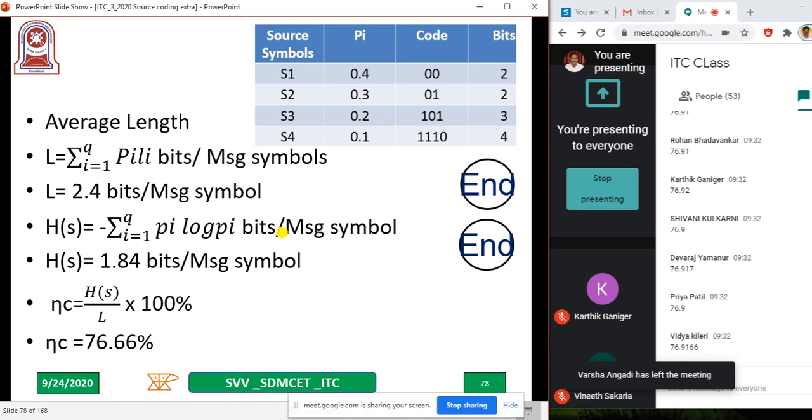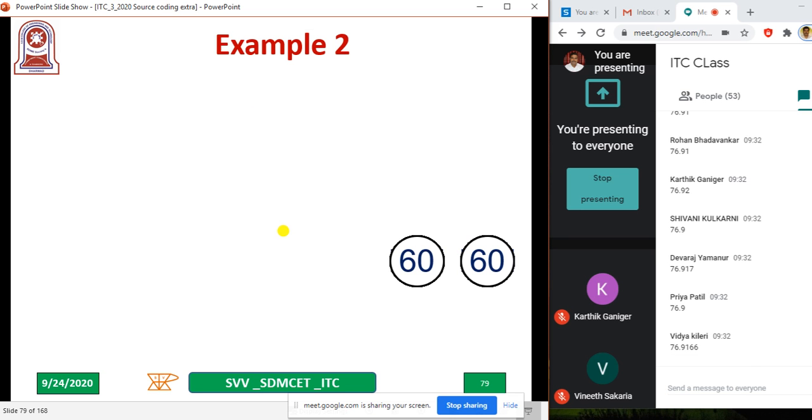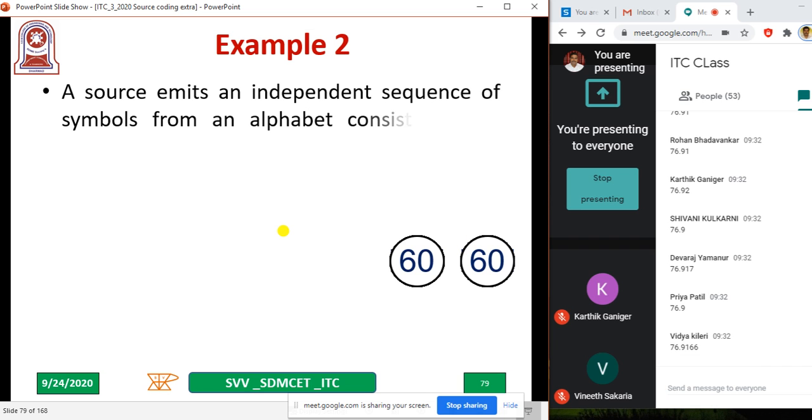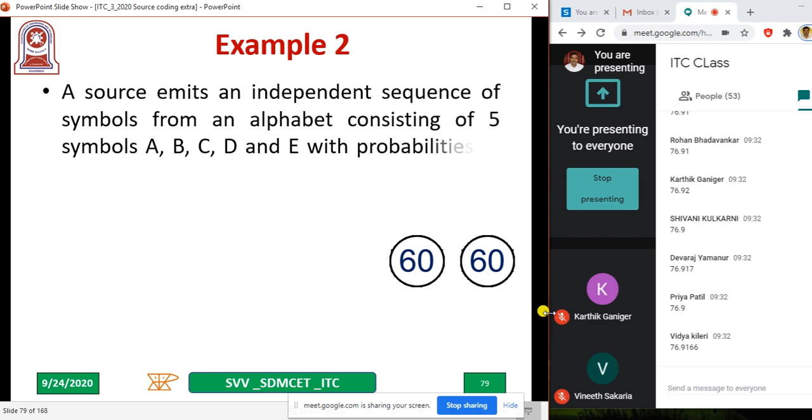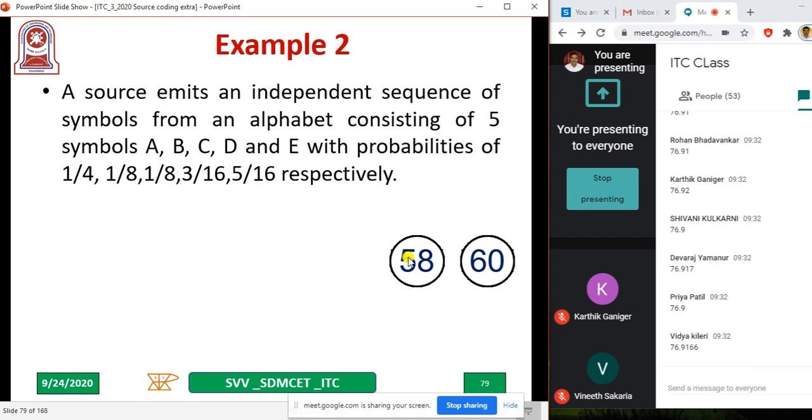And let me check how much you have understood. Taking another example. Take example 2. A source emits an independent sequence of symbols from an alphabet. I'll dictate, you can copy down. A source emits an independent sequence of symbols from an alphabet consisting of 5 symbols A, B, C, D and E with the probabilities of 1 by 4, 1 by 8, 1 by 8, 3 by 16, 5 by 16 respectively.